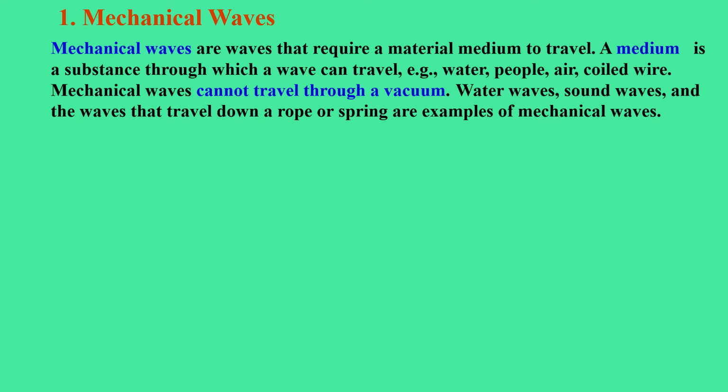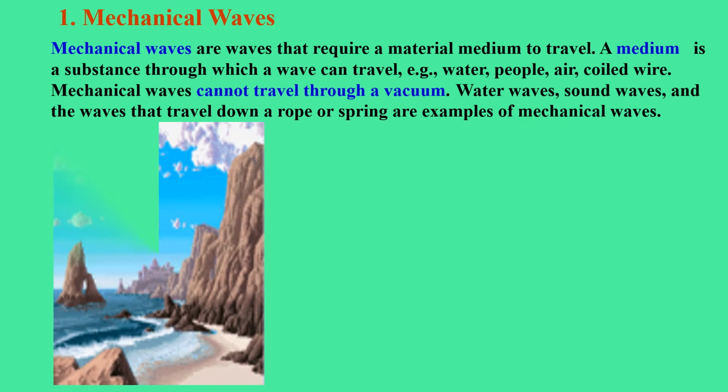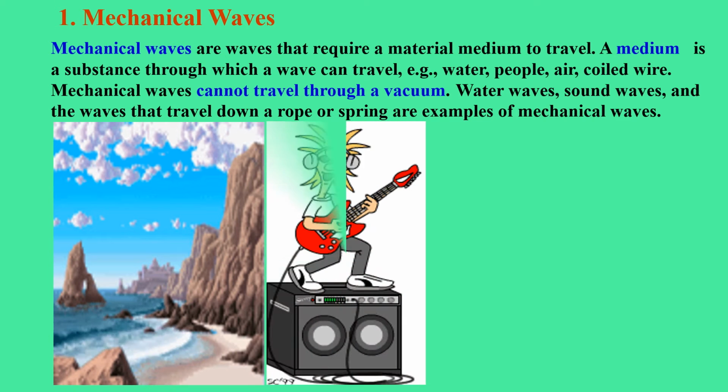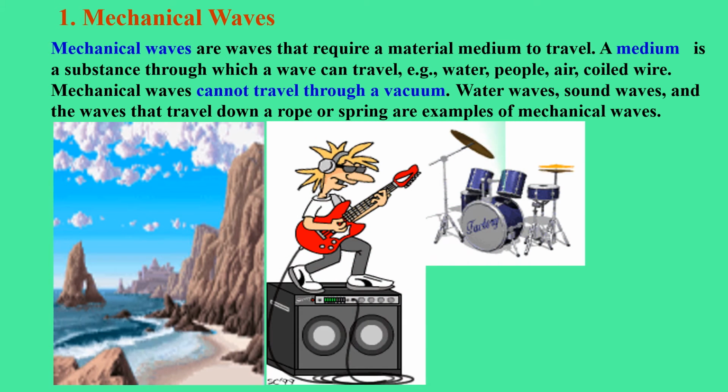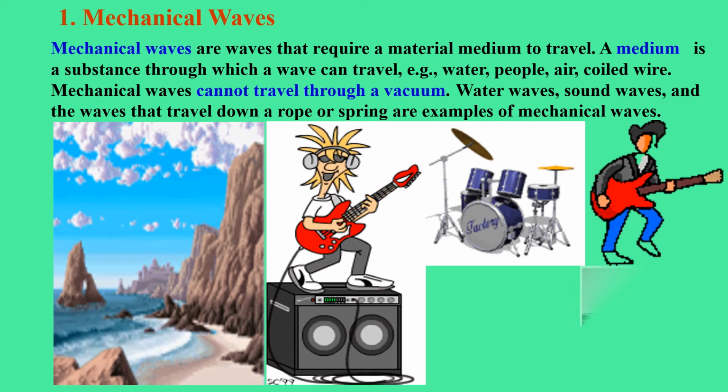Let us consider the mechanical waves. Mechanical waves are waves that require a material medium to travel. A medium is a substance through which a wave can travel. Example, water, people, air, or coiled wire. Mechanical waves cannot travel through a vacuum. Water waves, sound waves, and the waves that travel down a rope or spring are examples of mechanical waves.